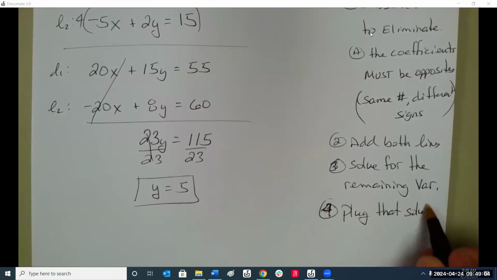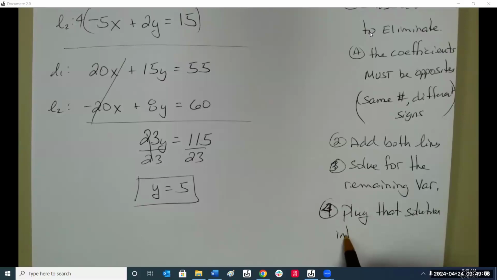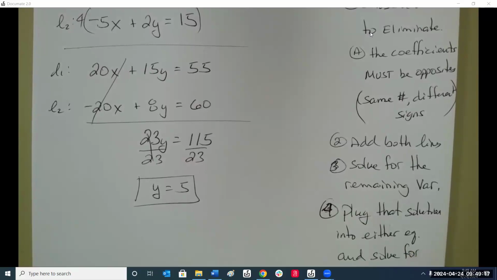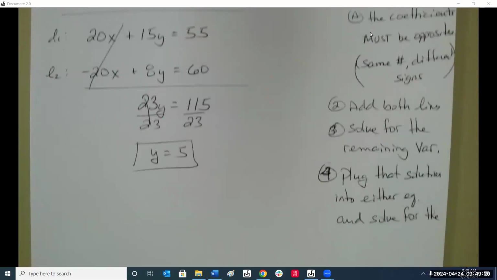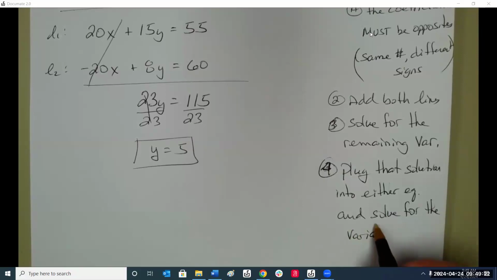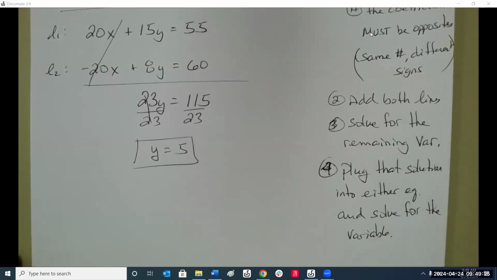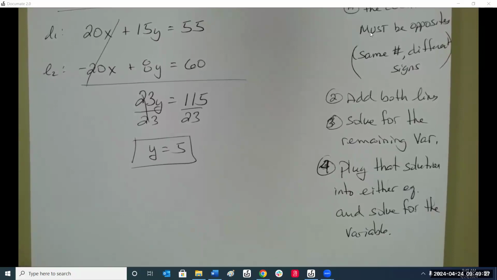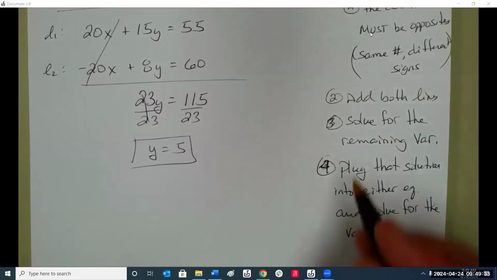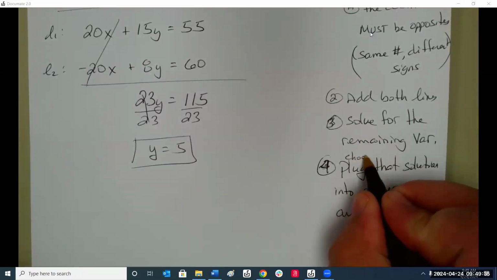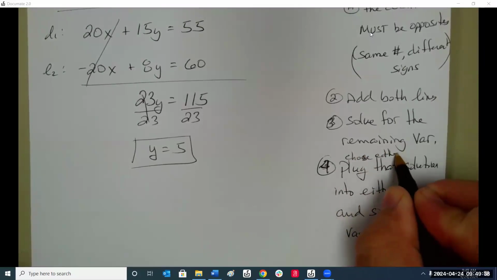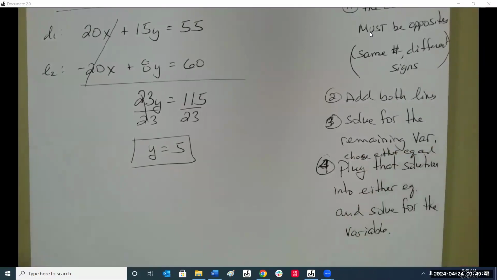Plug that solution into either equation and solve for the variable. So which equation are we going to choose? Actually, yeah, so choose either equation and plug it in there.